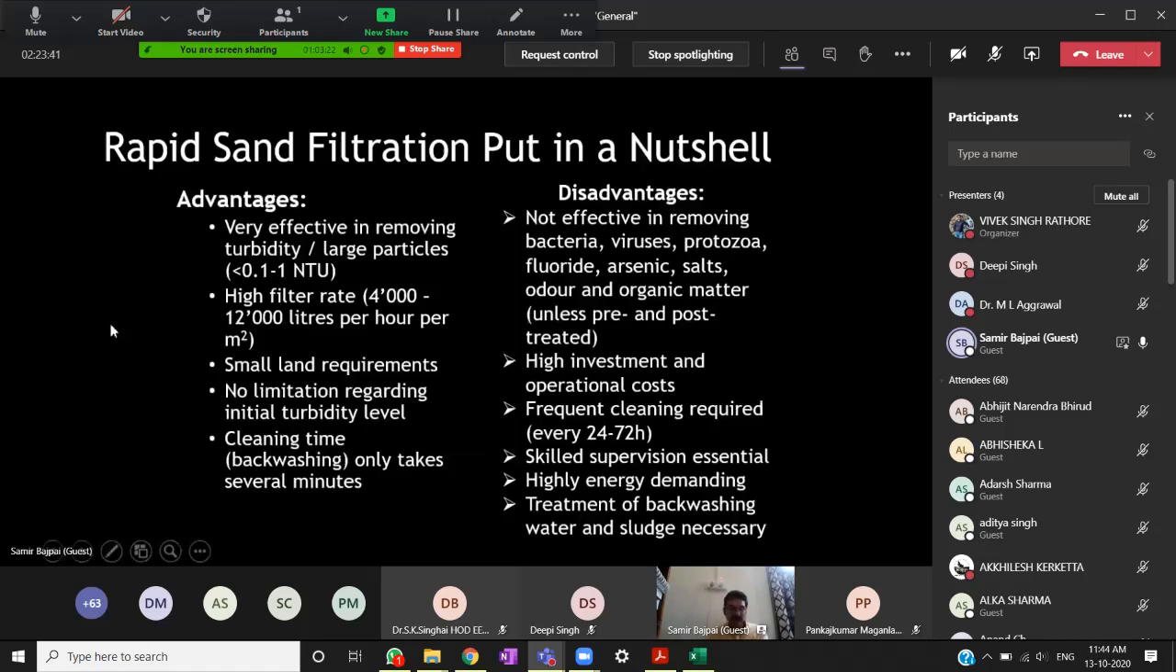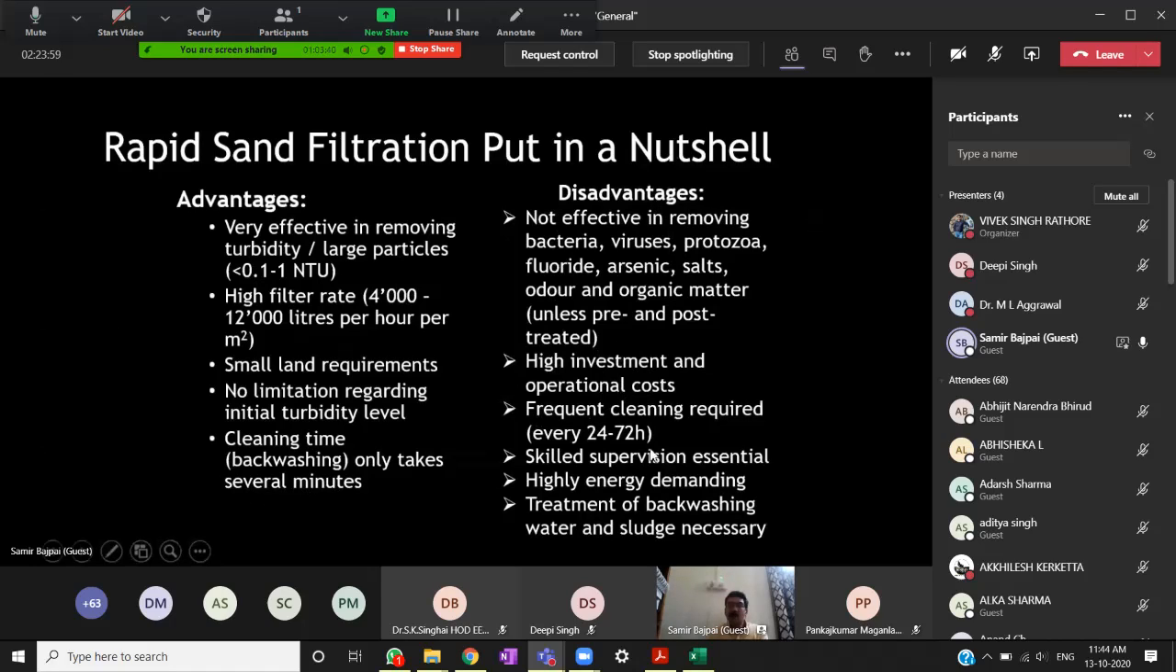While in slow sand, you will require at least a day of cleaning of the surface. The disadvantage is that it is not effective in removing many impurities. And since the process is complicated, you require a lot of high investment because of backflow, you require a lot of power arrangements, and there are high operation costs.